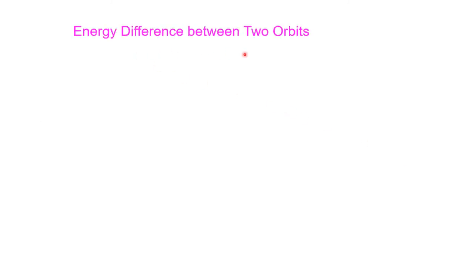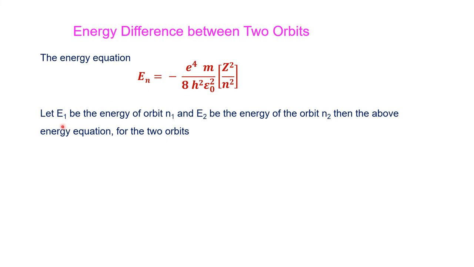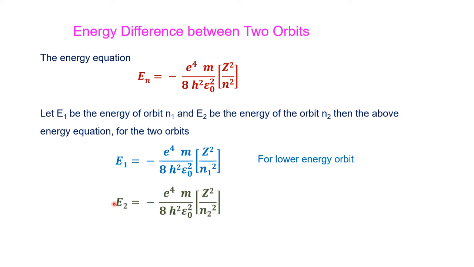Now the energy difference between two orbits. This is the formula of energy that we derived earlier. Now E1 is the energy of orbit n1 and E2 is the energy of orbit n2. Then the above equation can be written as E1 is equal to minus e4 m divided by 8 h square epsilon naught square, z square divided by n1 square. Here it is E1, so we will put it as n1. This is for lower energy orbit. Here for E2 we will put n2, and n2 is a higher energy orbit.